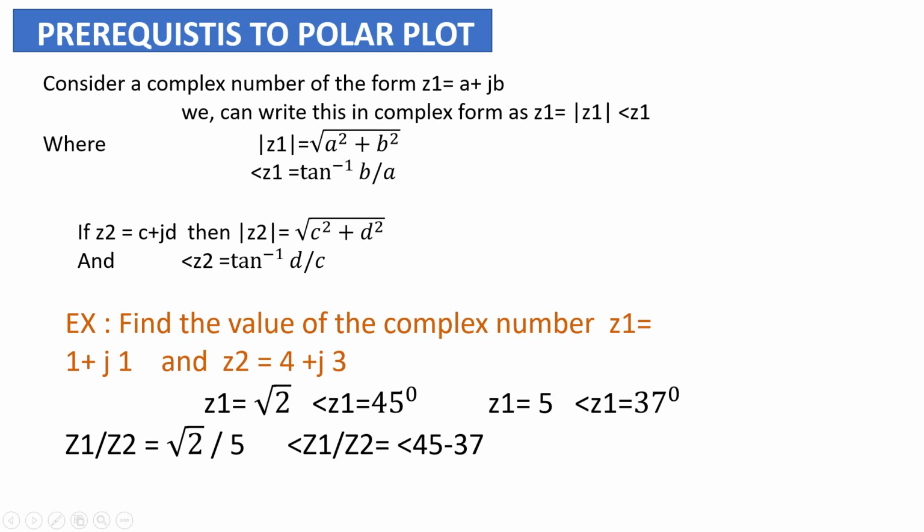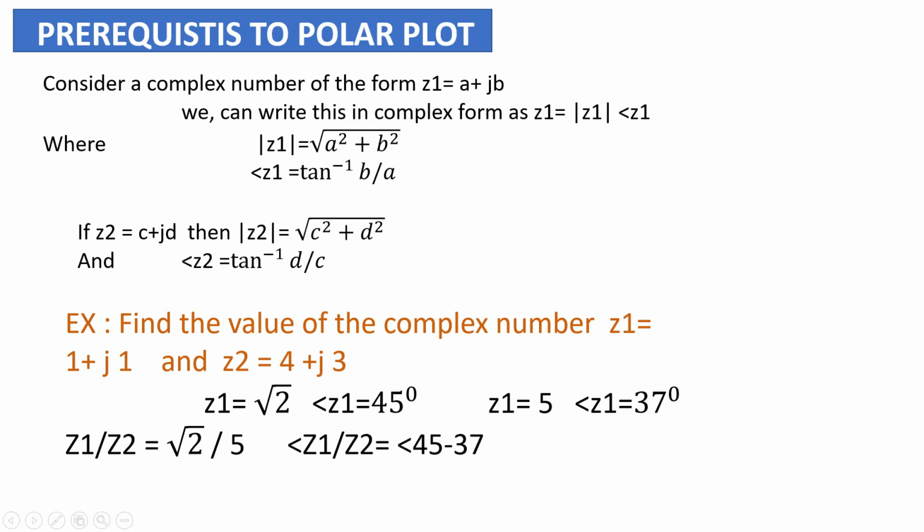If we want to find the magnitude of a division of these complex numbers, we can simply divide the magnitudes of the individual complex numbers. So the magnitude of Z1 by Z2 would be the magnitude of Z1 divided by the magnitude of Z2, whereas for the phase of Z1 by Z2, we need to subtract the phase of Z2 from the phase of Z1.